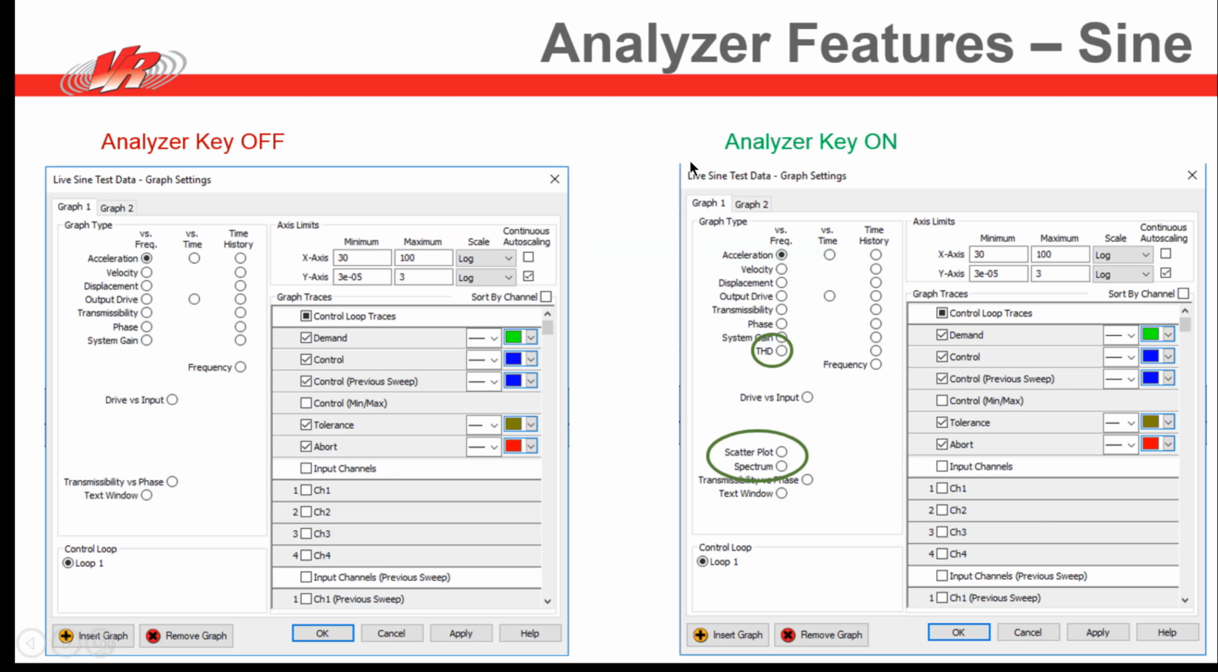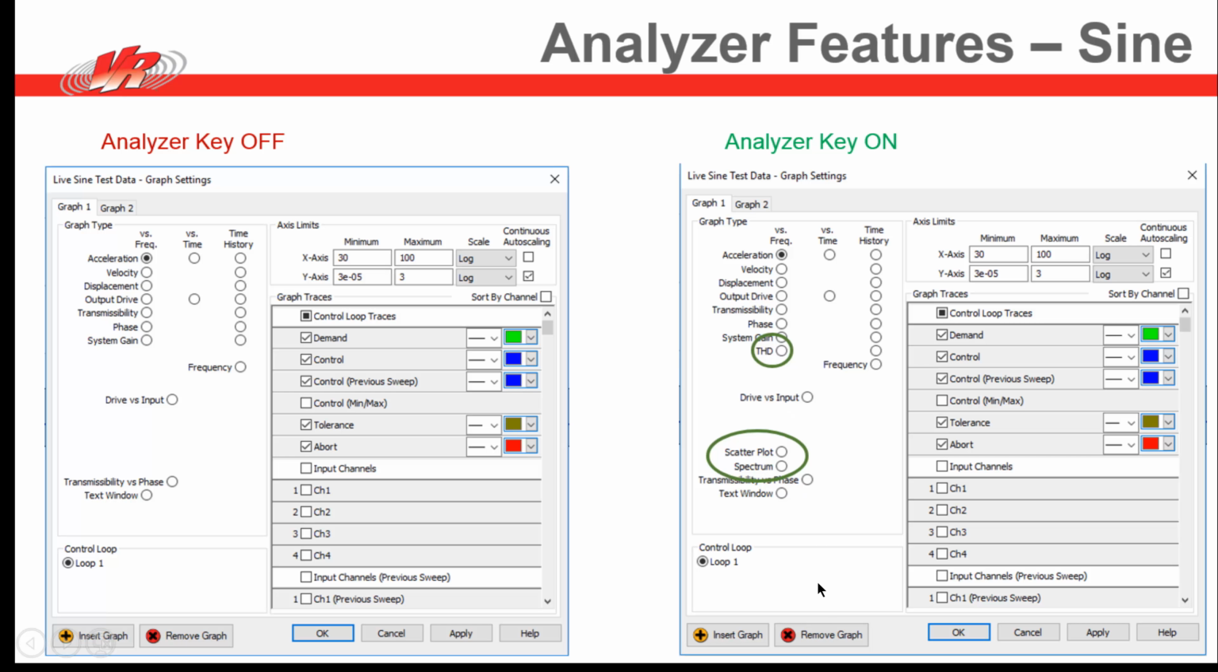And when you get to your graph settings, when you don't have the Analyzer key, these are the graphs that are available. But with the Analyzer key on, you'll see the THD is available where it was not available before. And there are a couple other graphs, the scatter plot and the spectrum plots. Again, for sake of time, we're not going to today get into the details of the scatter plot or the spectrum plots. We're going to focus our attention on the THD.